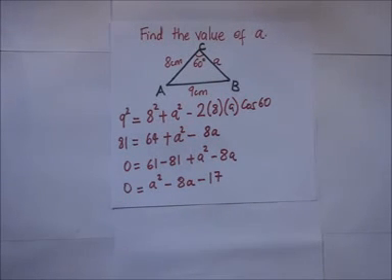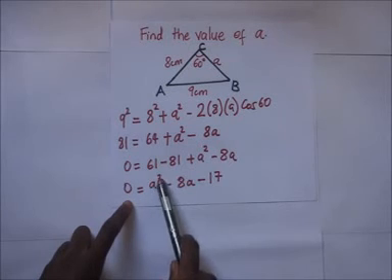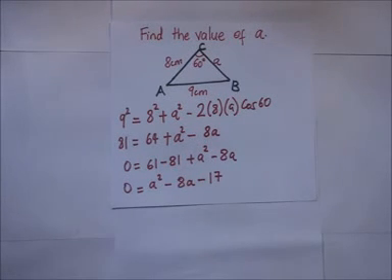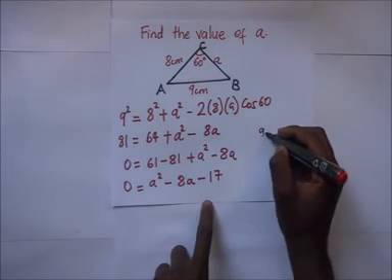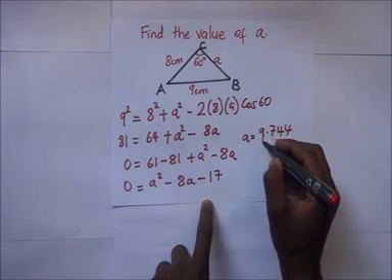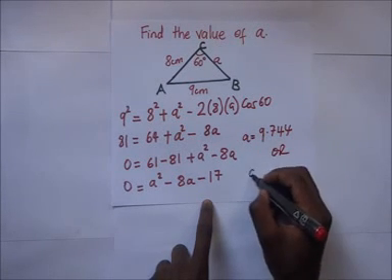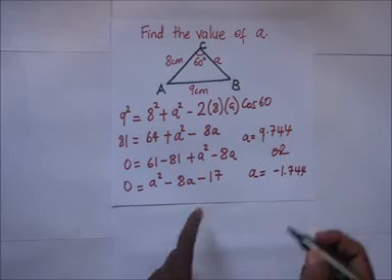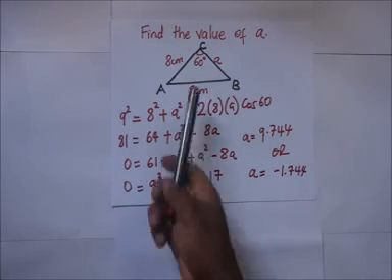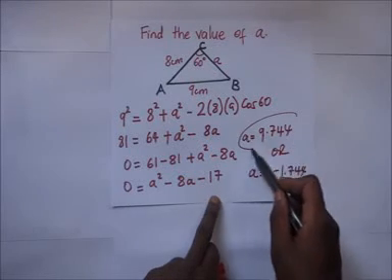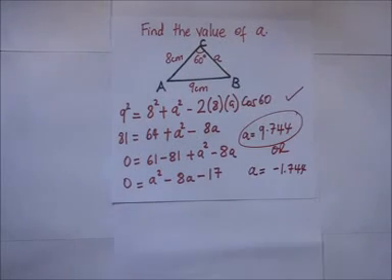So we shall form a quadratic equation: a squared minus 8a minus 17. Now when you solve this quadratic equation, of course we're going to get two answers. We're going to get 9.744, that is our value of a, or the second value of a will be negative 1.744. But now since we are looking for a length, it means we shall take the positive value. So this will become our answer for the value of a.